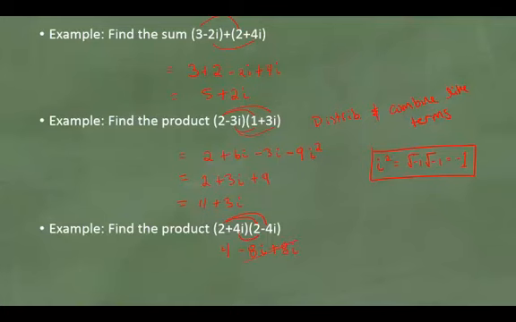4i times negative 4i is negative 16i squared. In other words, this should read plus 16, because i squared is negative 1. So the answer in the end is 20. So notice we had two complex numbers, and the number at the end came out to be completely real.